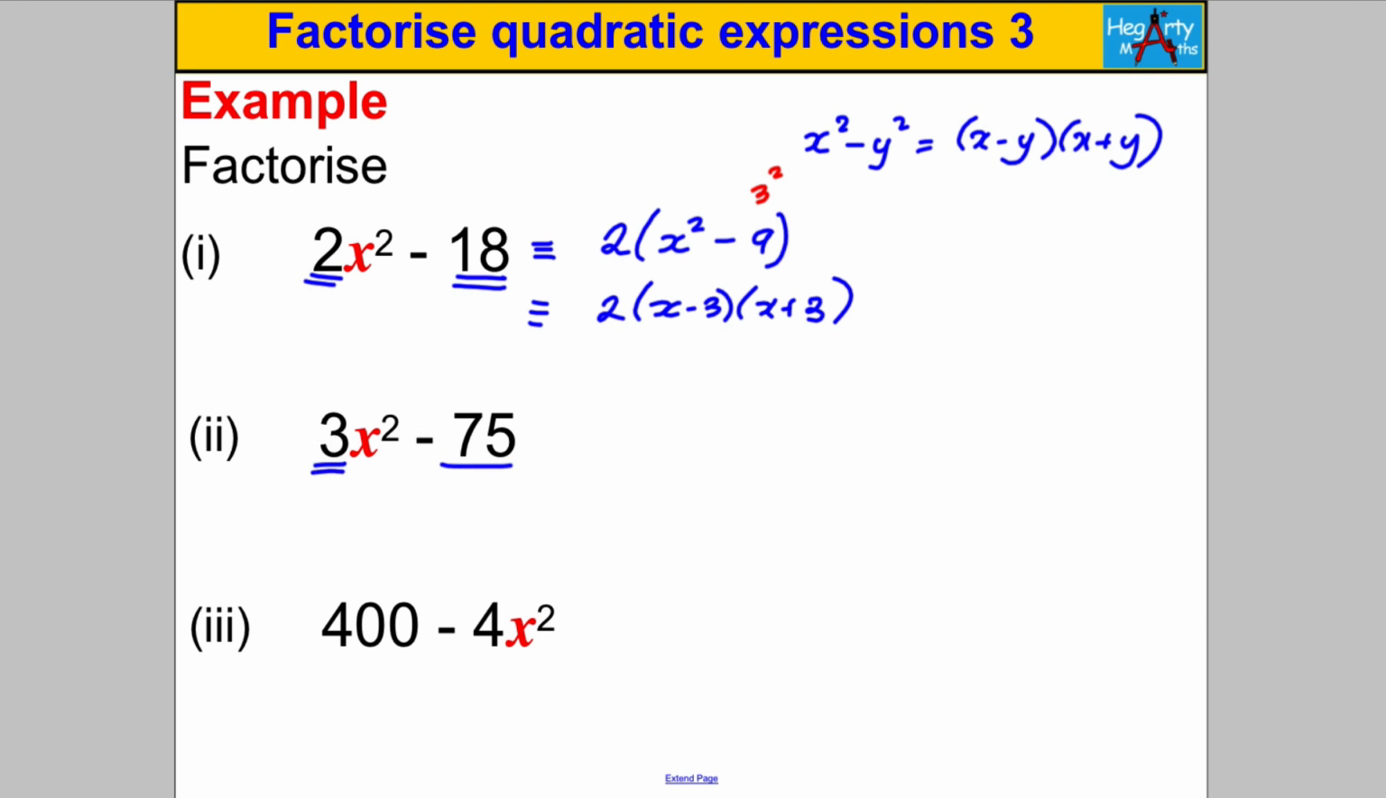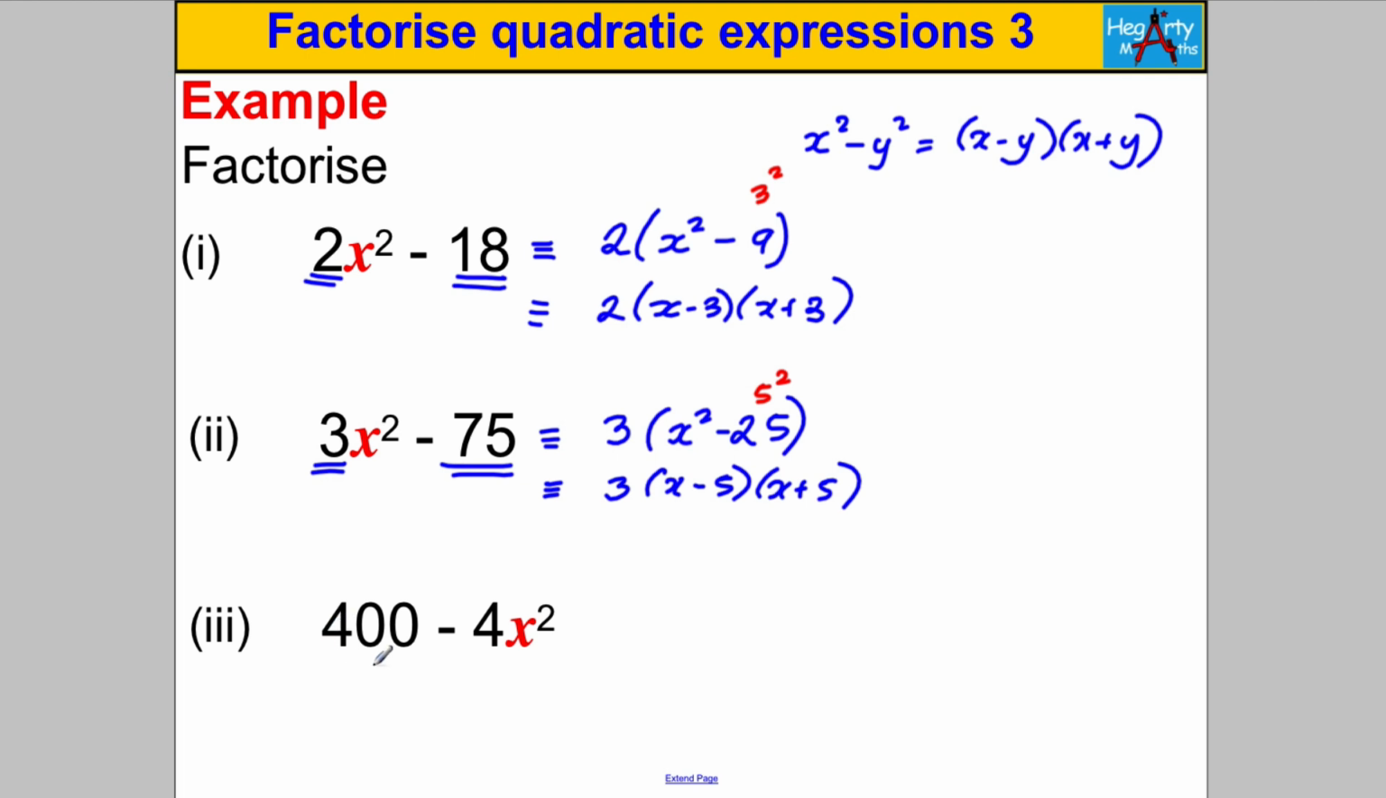Do the same thing here. Highest common factor of 3 and 75, well, that's going to be 3. And I would get inside my brackets 3 times what gives me 3x squared, must be x squared. 3 times what gives me negative 75, must be negative 25. Now 25 written as a square is 5 squared. So this is of the difference of 2 squares form, x squared take away 5 squared. So this is going to be 3, x subtract 5, x add 5.